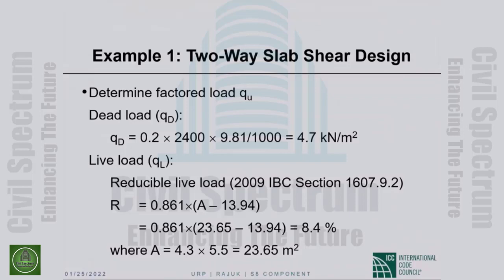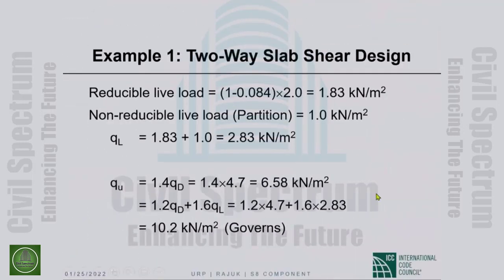The self weight of the slab, 200 millimeters deep, is 0.2 times 2400, the unit weight of concrete, multiplied by the value of g. That comes to 4.7 kilonewton per square meter. The live load reduction comes to 8.4% based on the tributary area of 23.65 square meters, which is 4.3 times 5.5. That gives us a reduced live load of 1.83 kilonewton per square meter, reduced from 2. That plus the partition load gives us a total live load of 2.83 kilonewton per square meter.